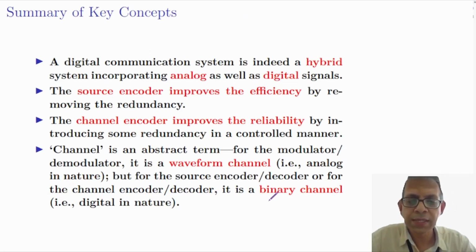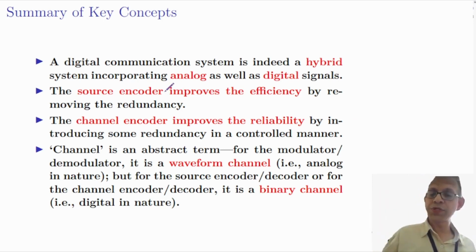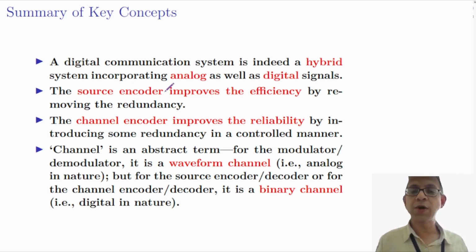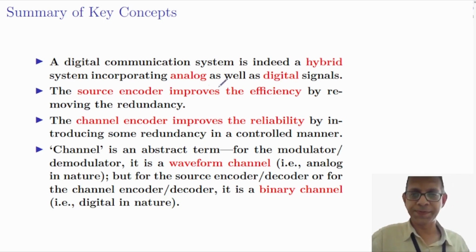So now let us summarize the key concepts. A digital communication system is indeed a hybrid system incorporating analog as well as digital signals, because mostly the original signal is analog in nature. It may be digital also, but mostly it is analog. The output of the source encoder and that of the channel encoder are digital, whereas the output of a modulator is analog in form. So a digital communication system involves analog as well as digital signals, and therefore it is hybrid in nature.